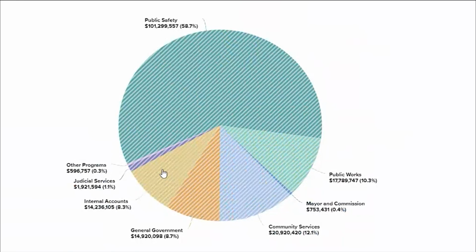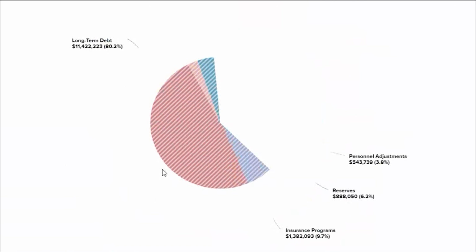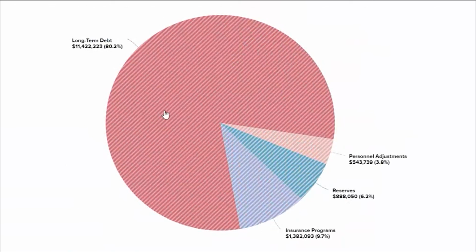Internal accounts houses city long-term debt, among other things. The city's general fund's long-term debt goes toward paying off city projects in areas of streets, facilities, traffic engineering, parks and recreation, bridges, and community projects.